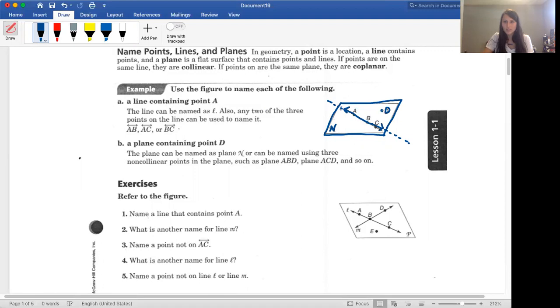We've got a point D right here. Now that's not on a line. That's just literally a point on my plane. But anytime I have 2 points that are connected, that is called a line.